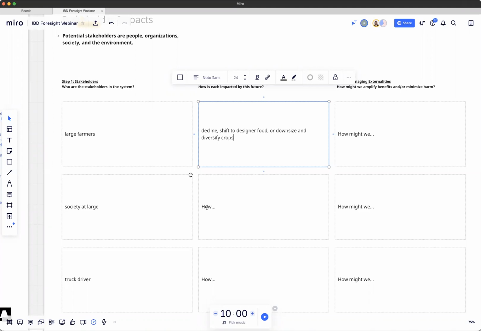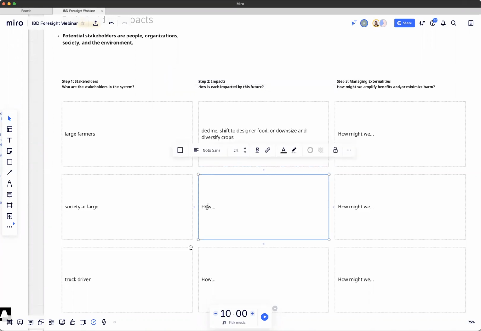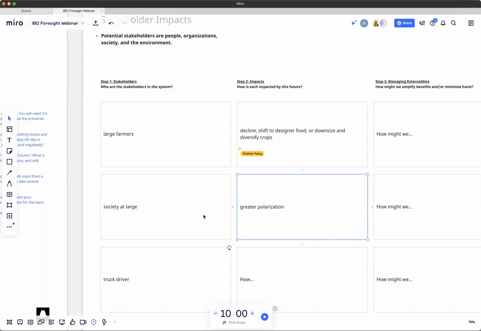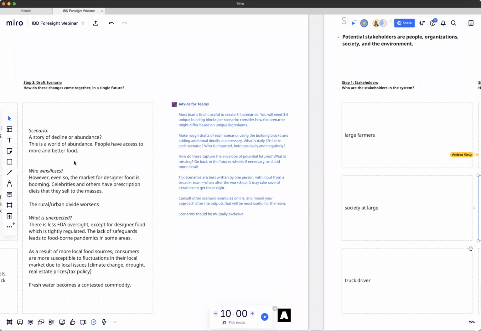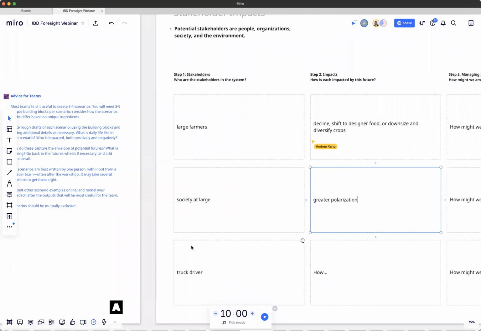How about society at large? Like, if society is a stakeholder, what is an impact to society as a result of this future? You know, there's obviously the risk of greater polarization. I think we've seen that. Mm-hmm. Anything else related to how society would be impacted? Again, in a future where we've got this abundance story, but we also have this divide, right, between different groups. Yeah.